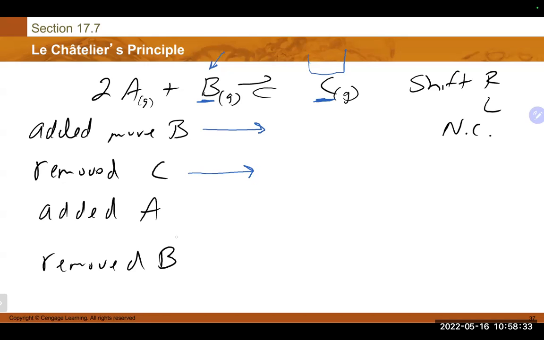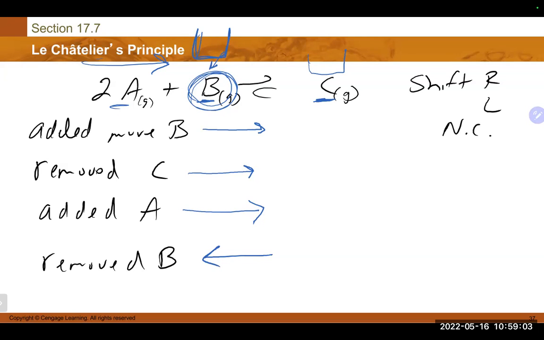If we added more A, it would shift to the right. Again, more A would kick off that forward reaction occurring. And lastly here, if we remove B, B being, again, on our reactant side, you can think of it like a hole. So we made a little hole there on the reactant side, got to fill it up. So it's going to shift to the left in that case, towards it. Any questions on any of that there?